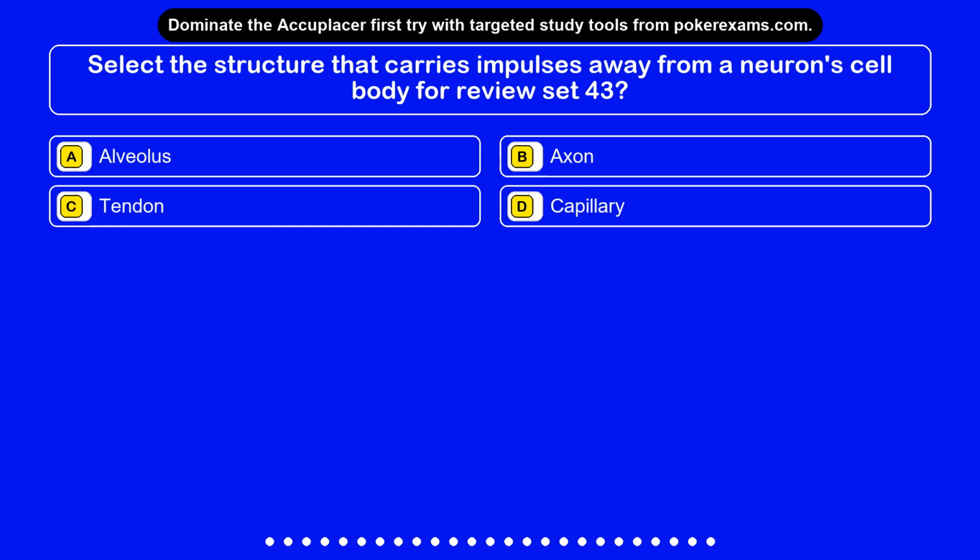Question 24. Select the structure that carries impulses away from a neuron cell body for review set 43. Option A, alveolus. Option B, axon. Option C, tendon. Option D, capillary.